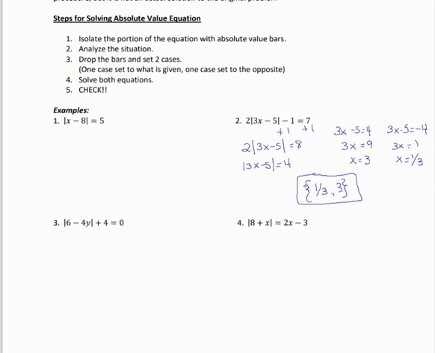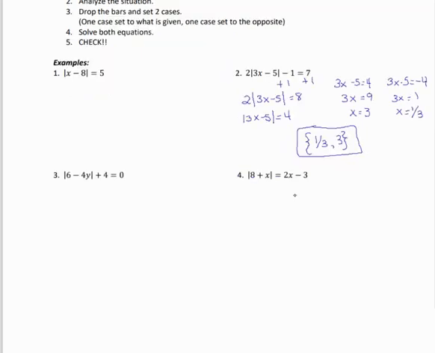Let's look now at number 3. Number 3, first thing we need to do is make sure the bars are isolated. I have this 4 right here, so I'm going to subtract 4. I now have absolute value of 6 minus 4y equals -4. I isolated the bars, and here's a good spot to analyze.